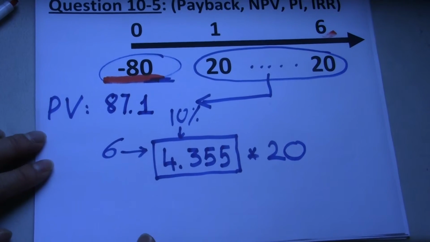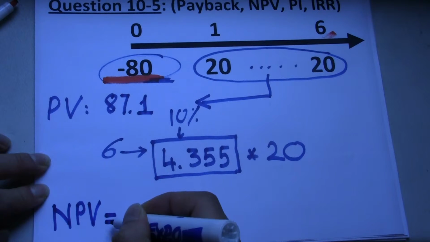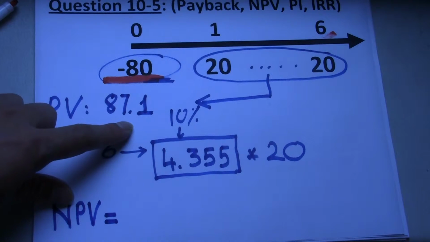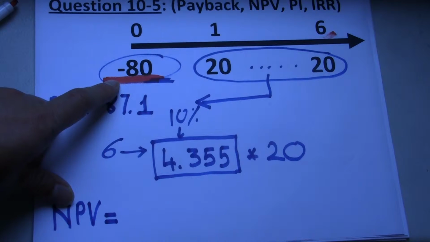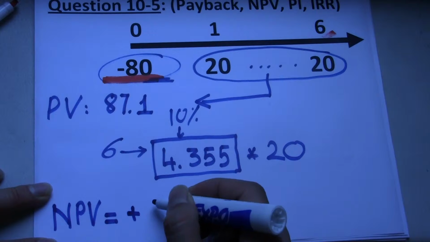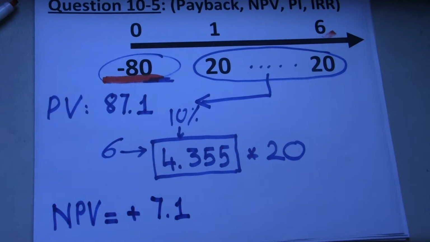So the NPV now equals the present value of all future free cash flow of 87.1 minus your initial outlay of 80,000. So the NPV equals positive 7.1, or 7,100.